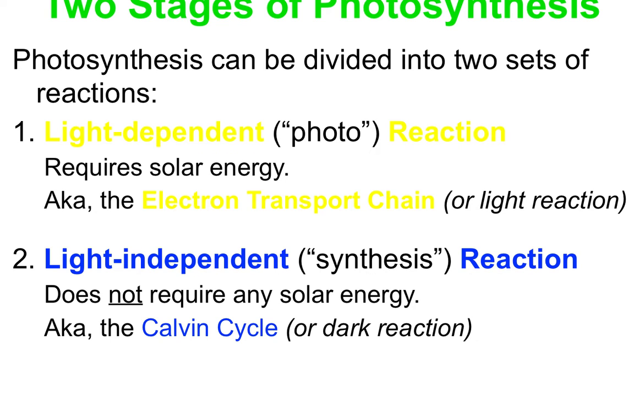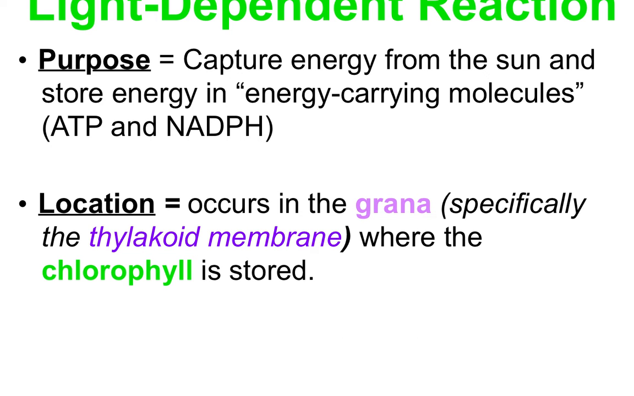But there are reactions that are light dependent. They depend upon the light, a photon, to happen, and those are things like the electron transport chain. All right, let's talk about light dependent reactions first. So their purpose is to capture energy from the sun, right? Because the sun's only out part of the time, and store that energy in the energy carrying molecule ATP. There's also NADPH, which I'll get to in a sec.